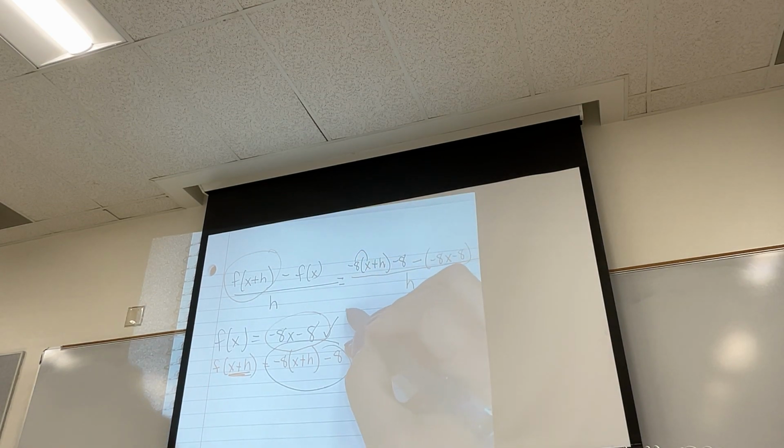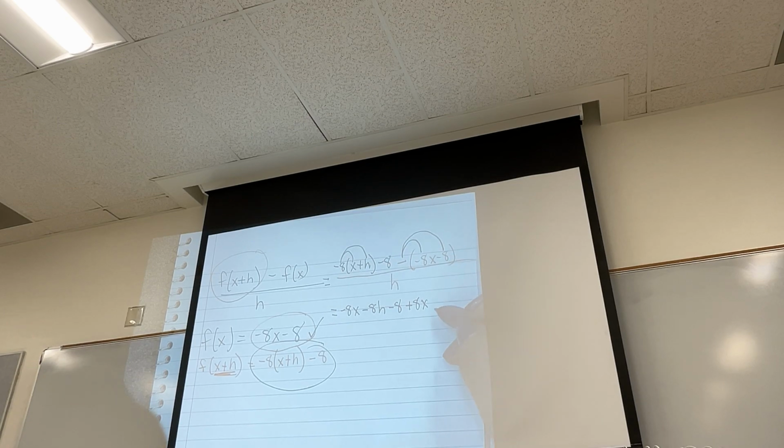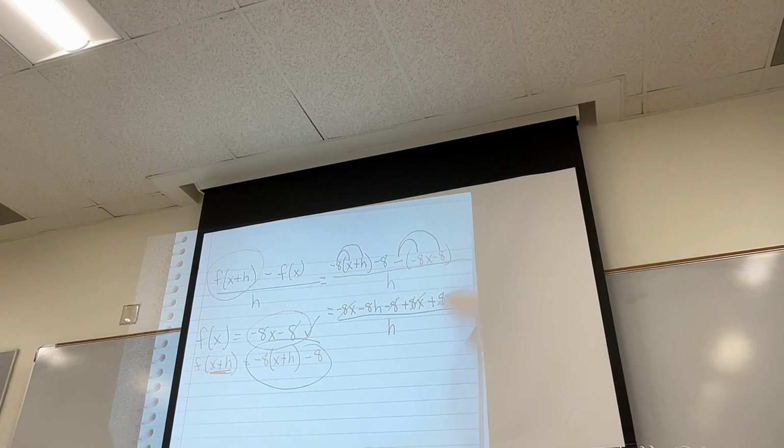Negative 8 times x, negative 8x. Negative 8 times h. And don't forget to bring that other negative 8 down. Distribute. Negative times a negative 8x is positive 8x. Negative times a negative 8 is positive 8. All of that is still over h. In the numerator, do we have any like terms to combine? Yeah, 8x and 8. Well, I did the 8x's first. Perfect. Gone. The negative 8 and positive 8, gone.